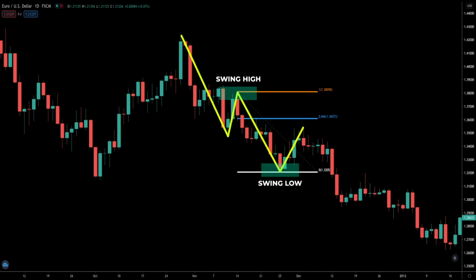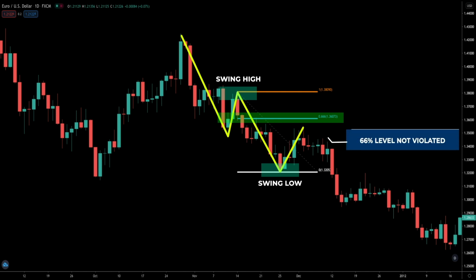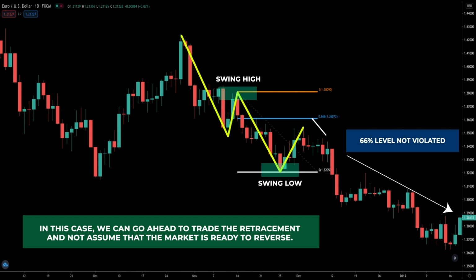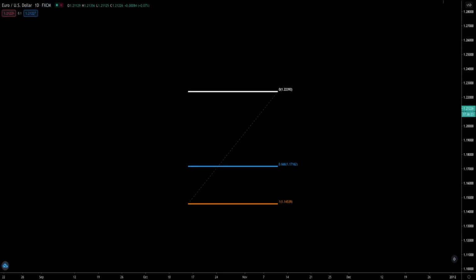And what do we see? We see that the retracement didn't violate the 66% level. Thus, in this case, we can go ahead to trade the retracement and not assume that the market is ready to reverse. So it's actually pretty simple. Just use the Fibonacci tool and look at the 66% level.